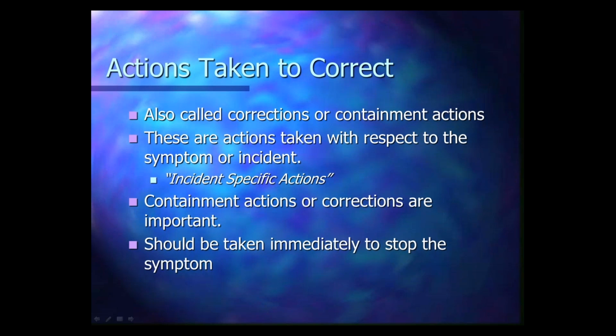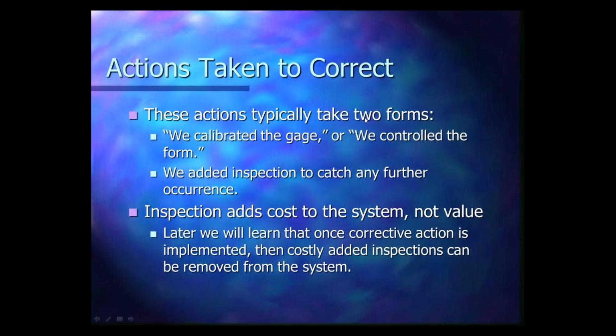Okay, let's talk about actions taken to correct, corrections, or containment actions. And these are actions taken with respect to the symptom or incident. They're incident-specific actions. They're very important and should be taken immediately to stop the symptoms. They typically take two forms: we calibrated the gauge, we controlled the form, or adding a layer of inspection to catch any further occurrence.